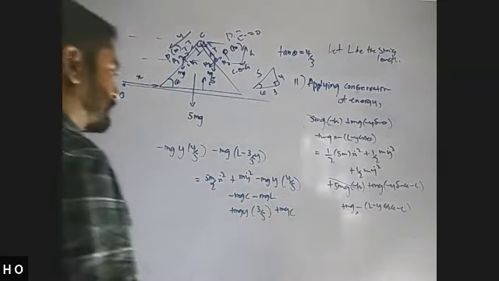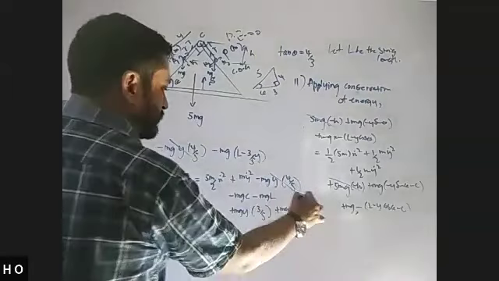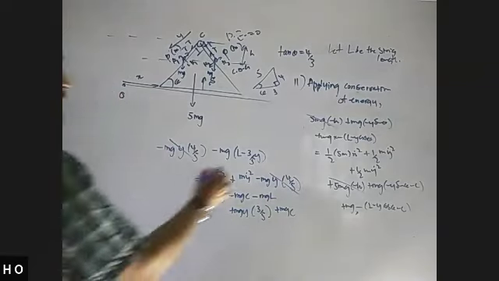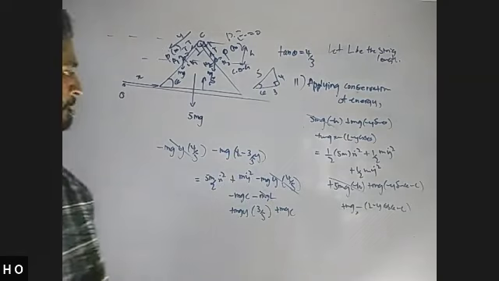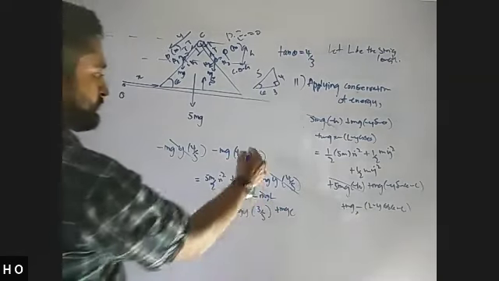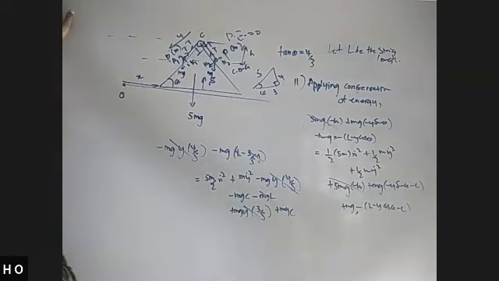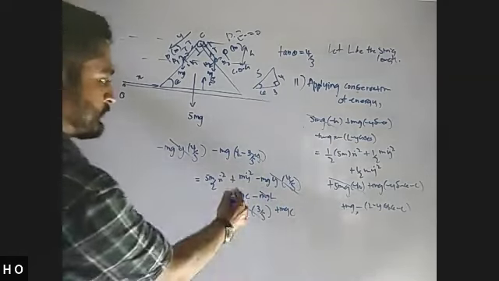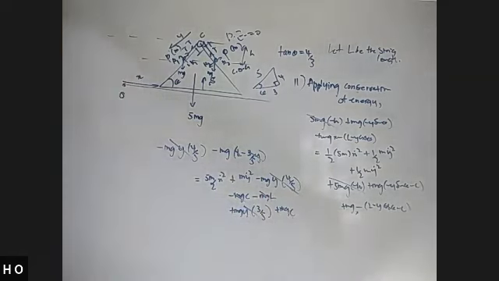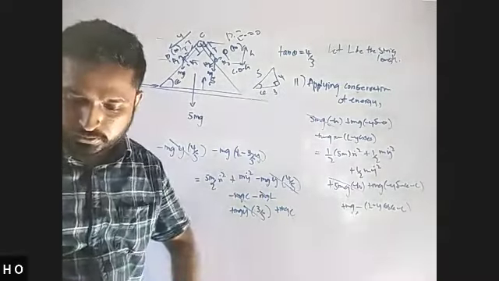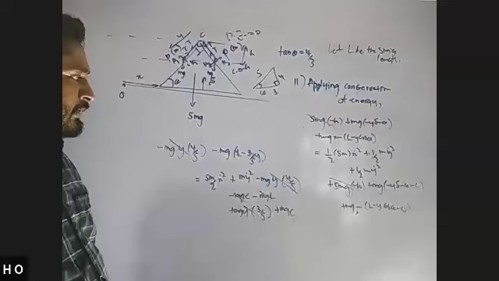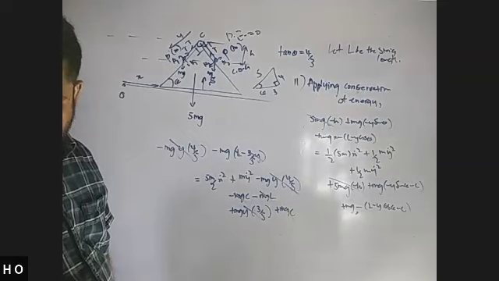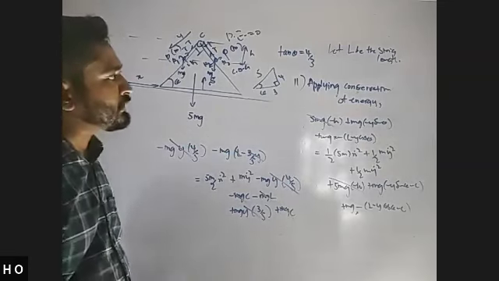Then what are the things you can cancel off? You can cancel off minus mgL to minus mgL, further plus mgc, and the minus mg to plus mg. Then you have 5m/2 x dot squared plus m y dot squared as a constant.